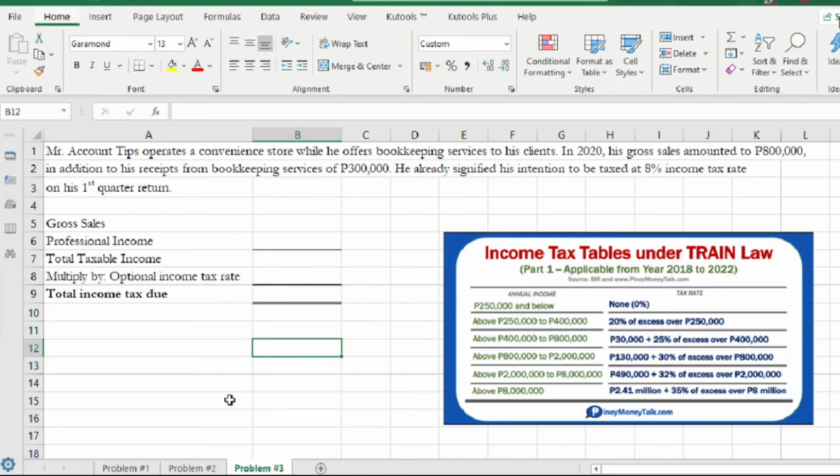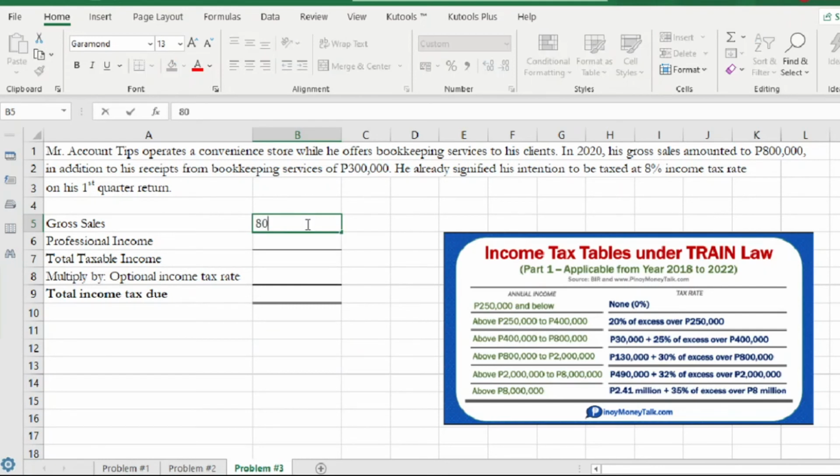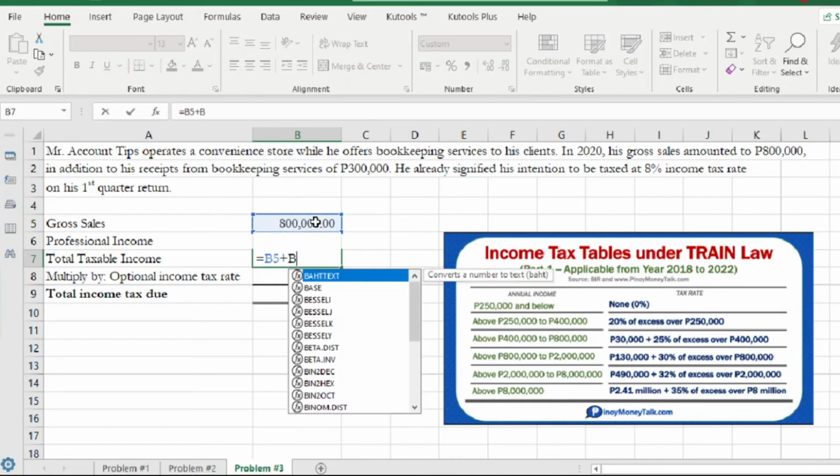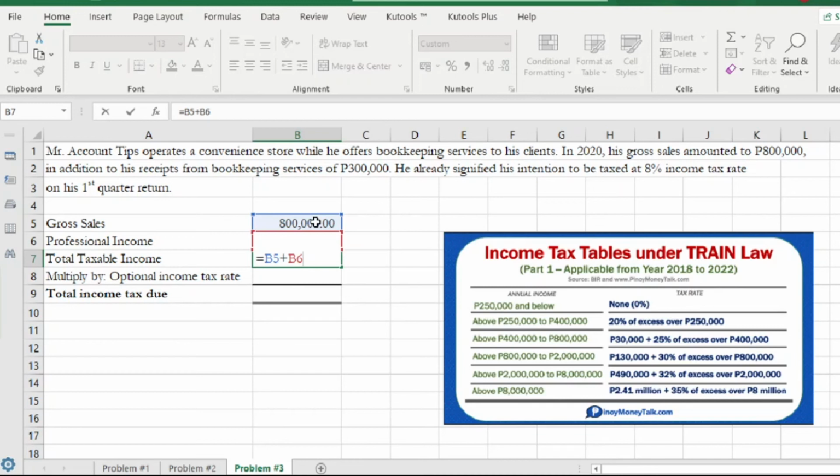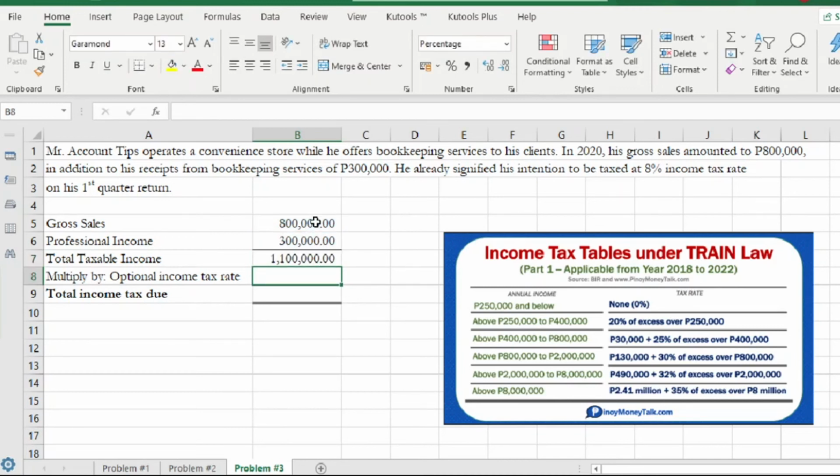Since Mr. Account Tips this time operates his own convenience store and is offering his bookkeeping services, he is allowed to choose the 8% optional income tax as he is both self-employed and a professional. He also signified his intention to be taxed at 8% in his first quarter income tax return. And to compute for his taxable income, we would have to add his gross sales, 800,000, and his professional income, 300,000. So we would have to add these two amounts. So the total taxable income of Mr. Account Tips is 1,100,000. So this would mean that he is allowed to choose the 8% optional income tax as it did not exceed 3 million.